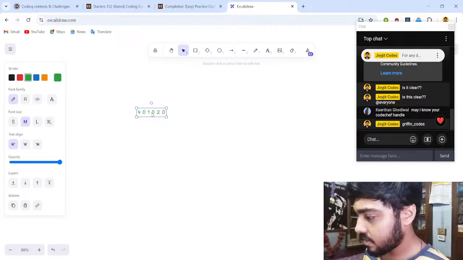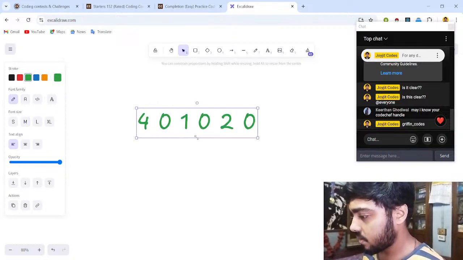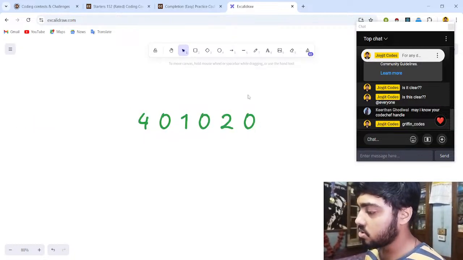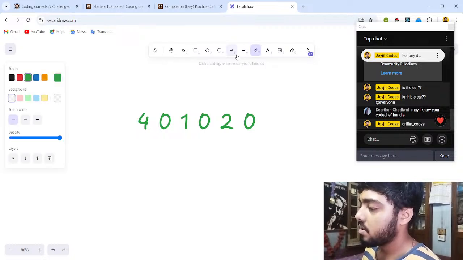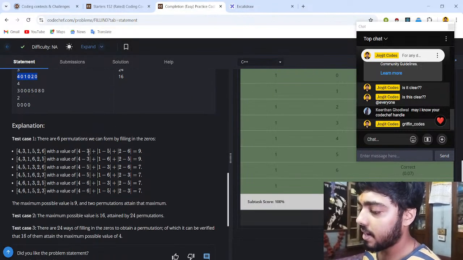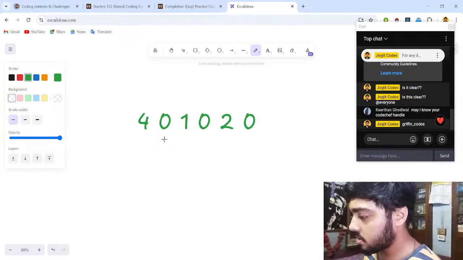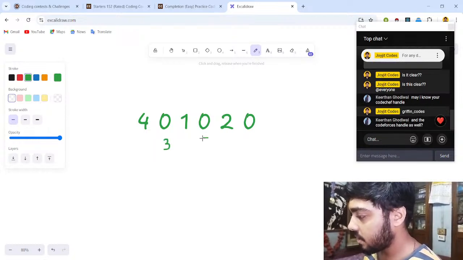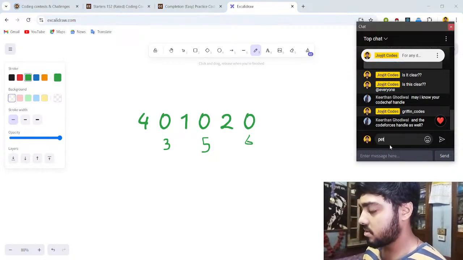Okay, so let's say we are just copying that. So this 4020, right? If you look at the question, it was given that it can be either 356 or 365, right? So these threes can be 3, 5, 6.